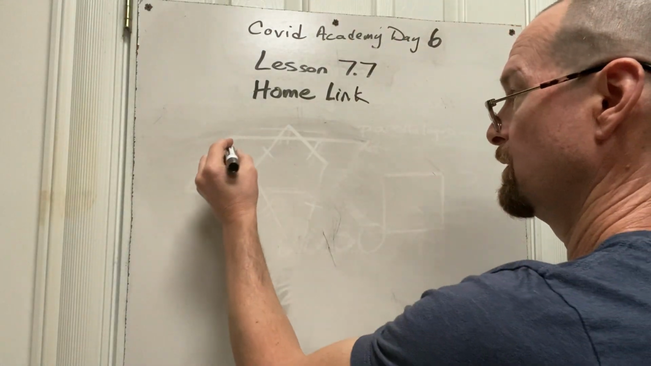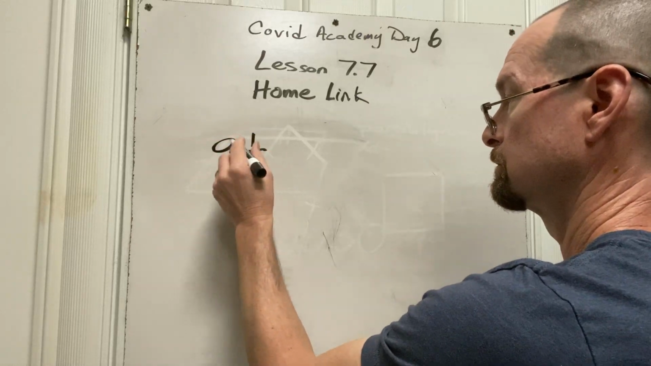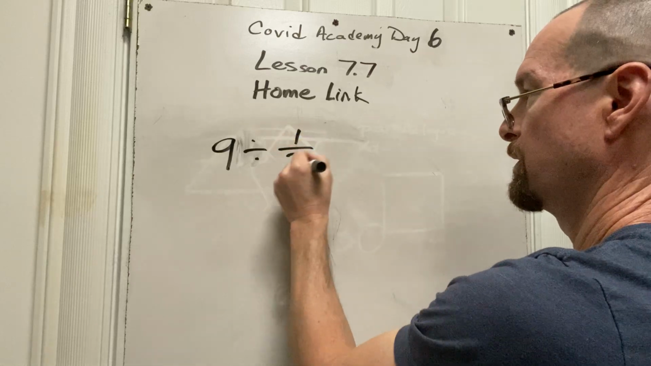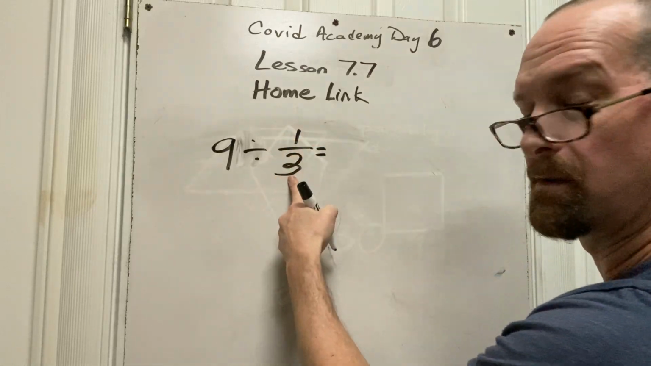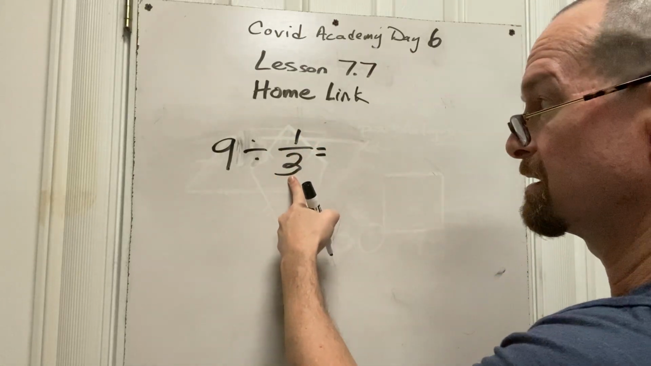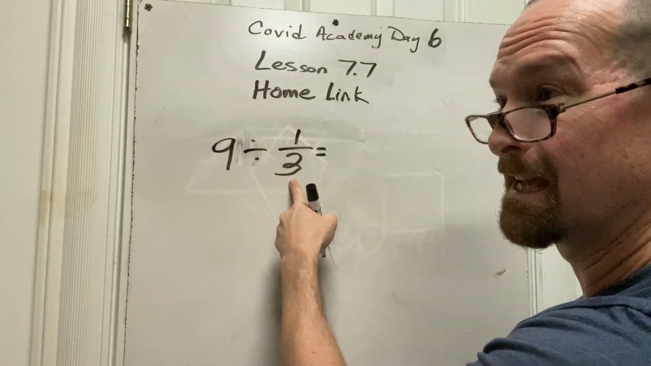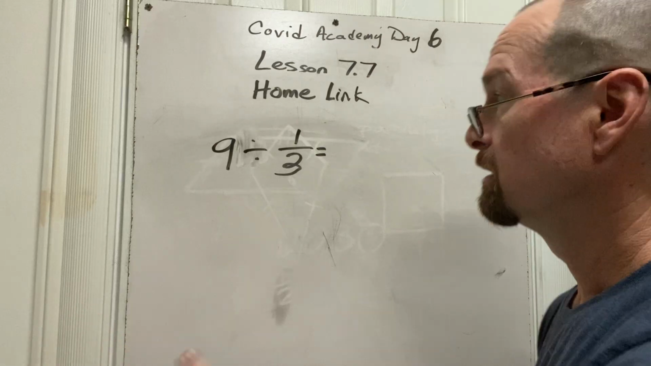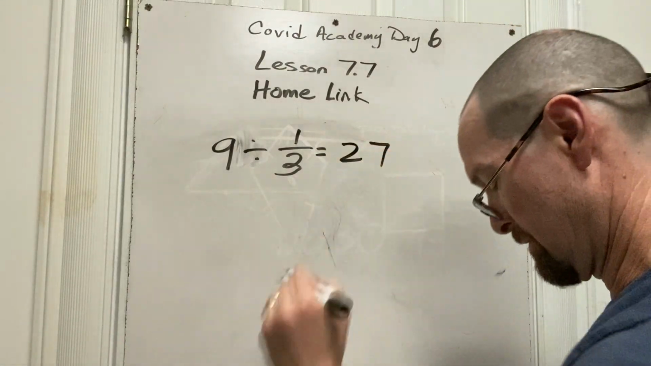Number 2, 9 divided by 1/3. What am I doing? 9 divided by 1/3. So you're dividing by something smaller than 1, and the answer is going to get bigger. It's how many thirds are in 9. 1/3, 1/3, 1/3 makes 1. 1/3, 1/3, 1/3 makes 2. It's going to multiply up and get you to 27.